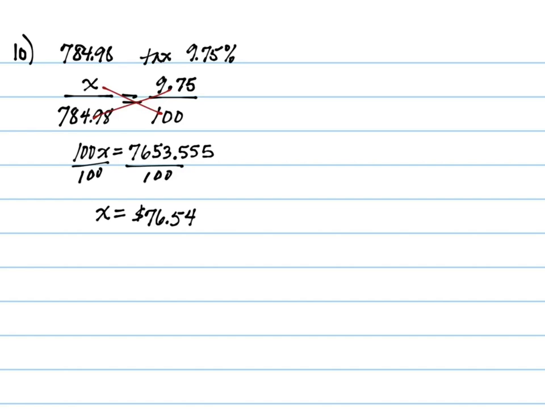No, I need it, but I'm not done, right? What did it ask for? Yeah, the total price with tax. So how would I find the total price with tax? Right, I'd add the 76.54 to the original amount, which was 784.98. And my total price for my TV is now $861.52.